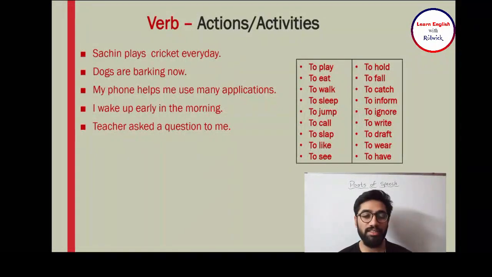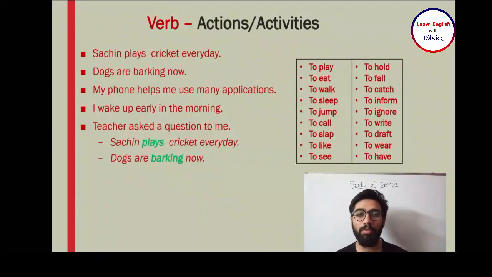Let's understand the answers. Let's have a look at the key and verify with your answers. The first, Sachin plays cricket every day. So the task being performed by Sachin is play. Hence, plays becomes a verb in this sentence. In the second sentence, the activity being performed by the dogs is to bark. Hence, barking becomes a verb.